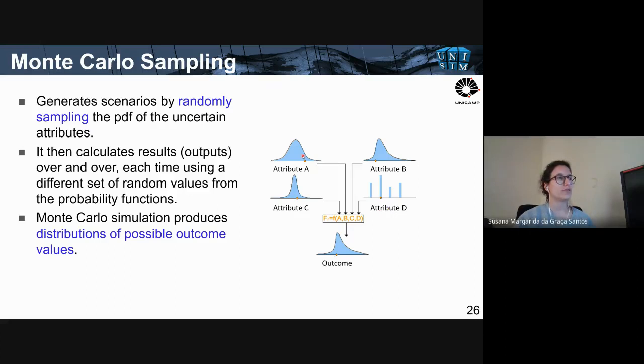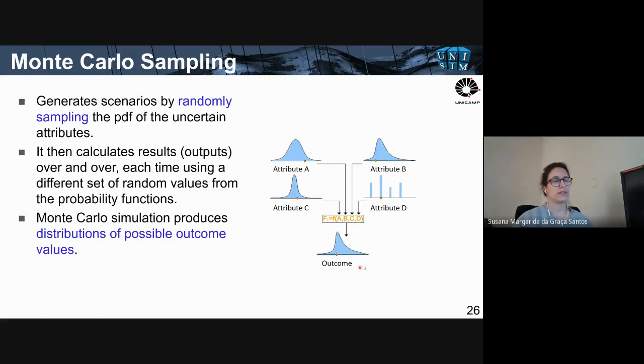So if you say, generate me 10 scenarios, it will go, scenario number 1, a random value from A, random value from B, random value from C, and random value from D. This is scenario number 1. Now scenario number 2, again, a random value from A, and so on. In theory, it works, and it has been used for a long time.